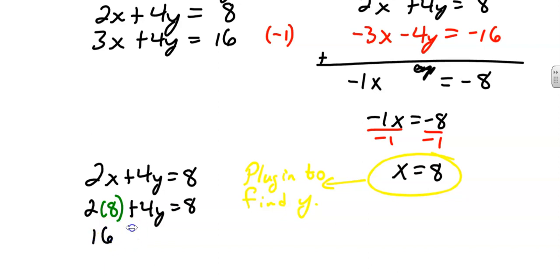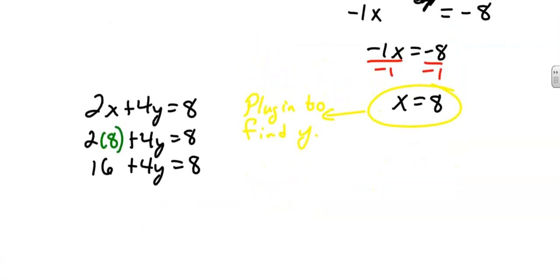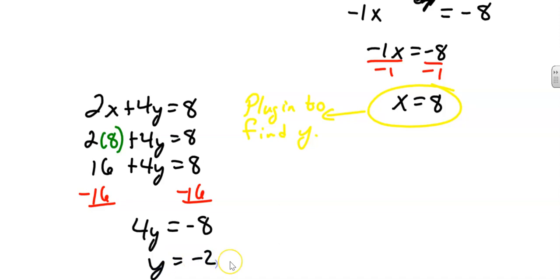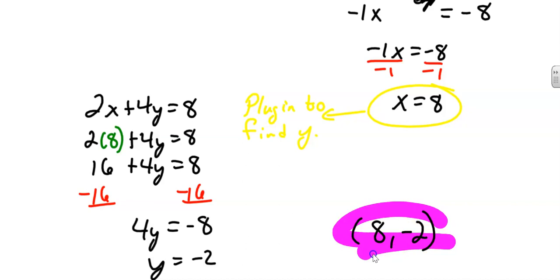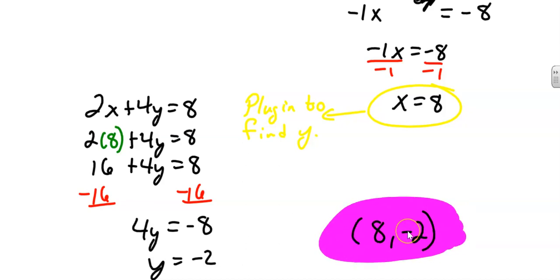So 16 plus 4y equals 8. Get rid of the 16. 4y equals negative 8. Dividing those two, we get y equals negative 2. Okay, so the ordered pair answer would be (8, -2).